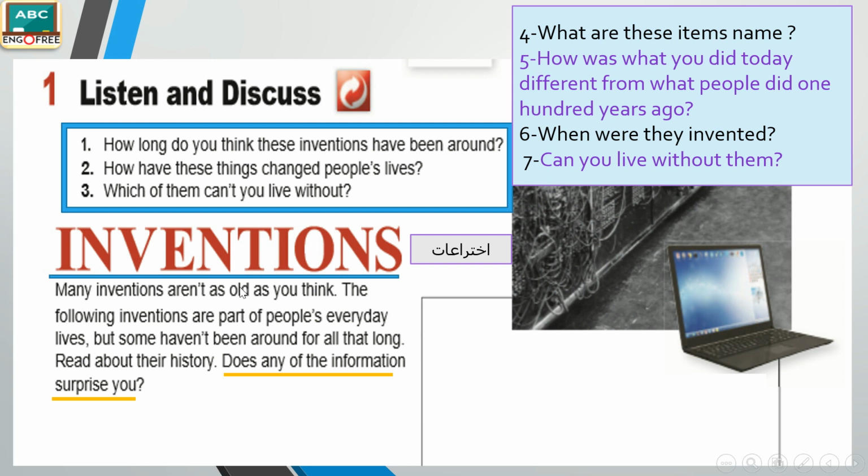Excellent. Now let's listen to this part, then we're going to have a lot of questions and information. Listen. Inventions. Many inventions aren't as old as you think. The following inventions are part of people's everyday lives, but some haven't been around for all that long. Read about their history. Does any of the information surprise you? Okay, girls, at the end of the lesson, I will ask you this question. Does any of the information surprise you?